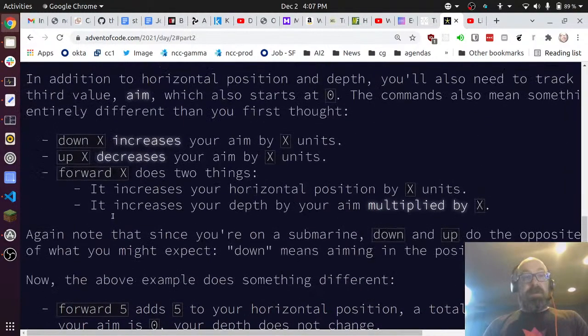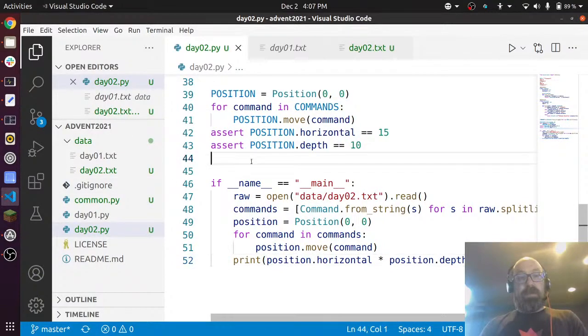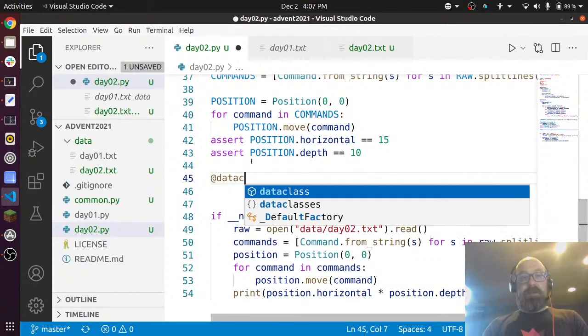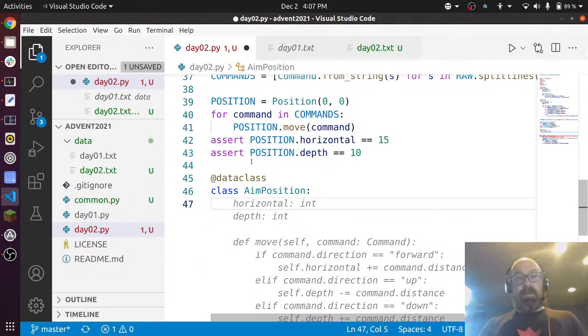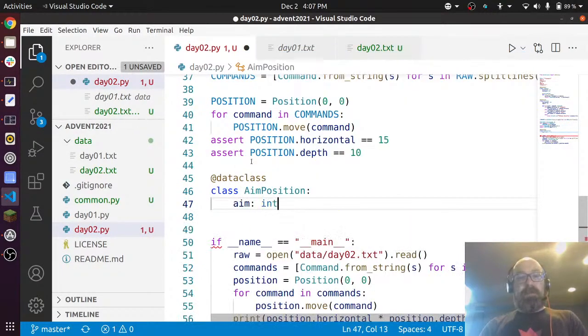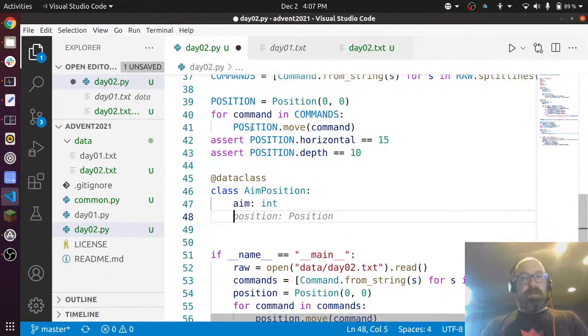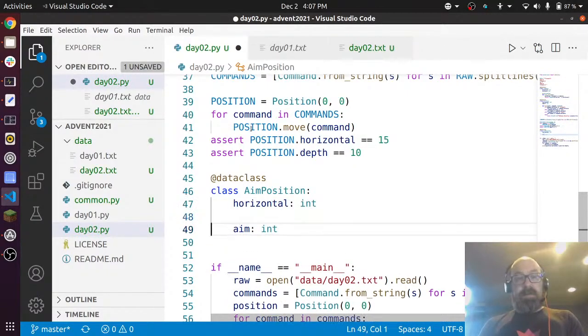Okay, so I think what I'm going to do is create a new data class, and I'll call it AimPosition. Actually, let me do it this way. Horizontal is an int, depth is an int, and aim is an int.